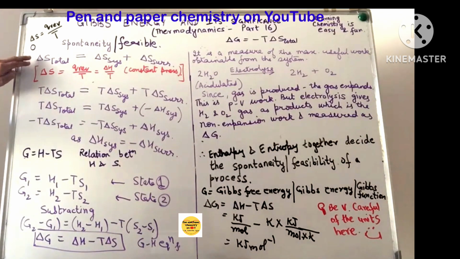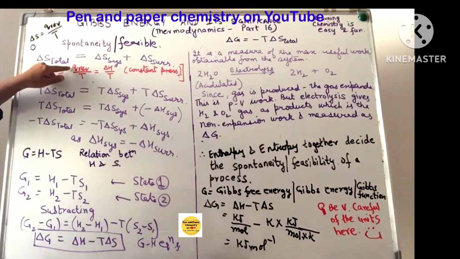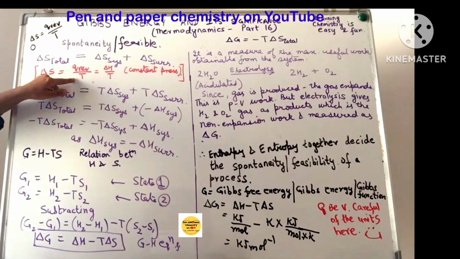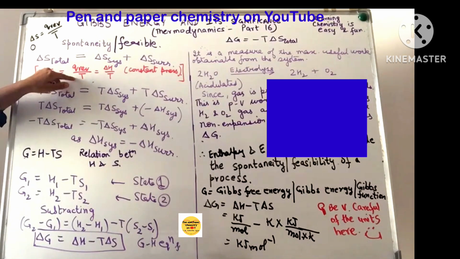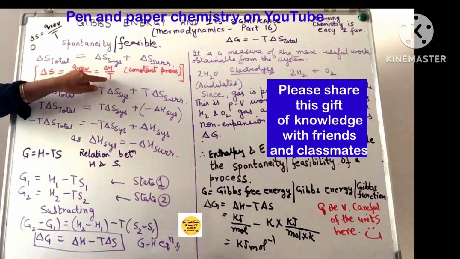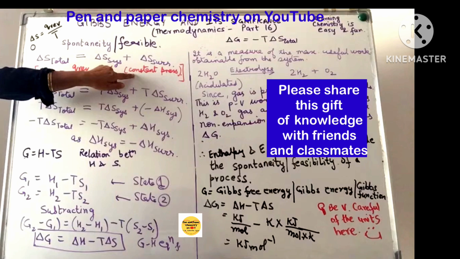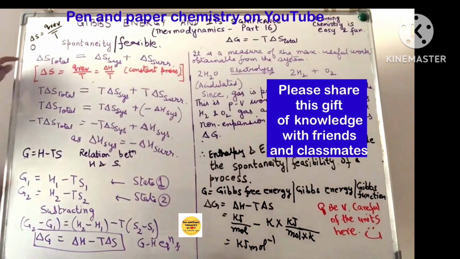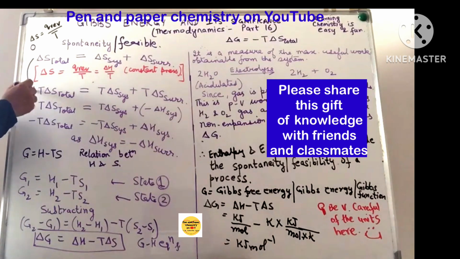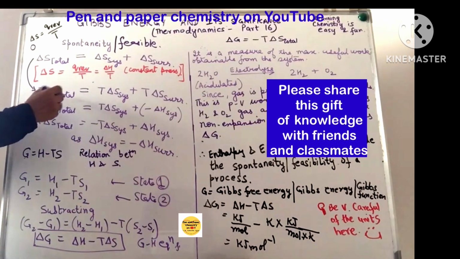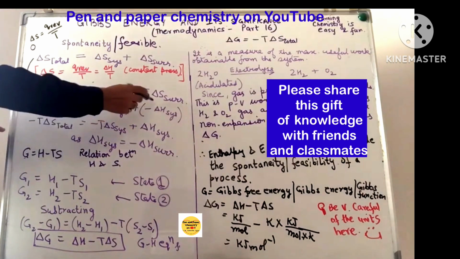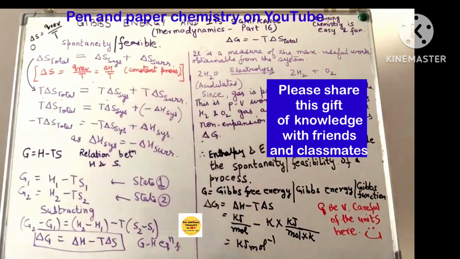Picking up from where we left earlier, we also know that delta S is given by Q reversible upon T, that is the temperature in Kelvin scale. This we had equated to delta H upon T because most of the processes are carried out at constant pressure. Multiplying this equation by T on both sides, we have T delta S total is T delta S system plus T delta S surroundings. Now, why am I doing this? Why are we multiplying with T all of a sudden?